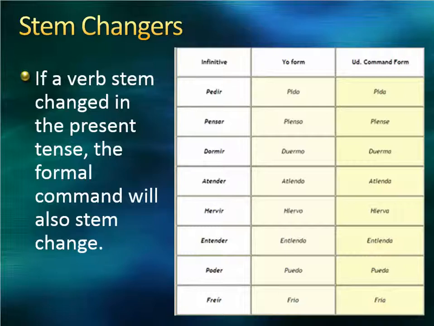Stem changers! I'm certain that you thought you were completely done with these by now. Not so much. So if a verb stem changed in the present tense, then the formal command will keep that same stem change. If it stem changed at all in the present tense, then the formal command will definitely keep that stem change. So if you'll recall, pedir changed from E to I to become pido. Okay, so the usted command form will be pida.